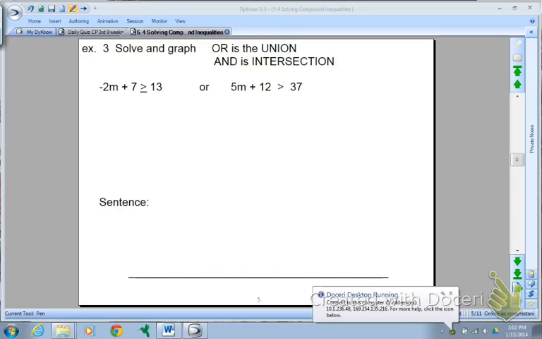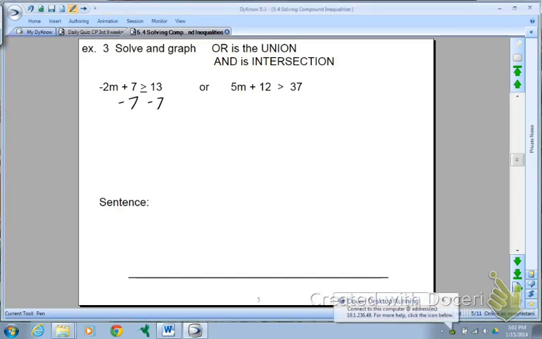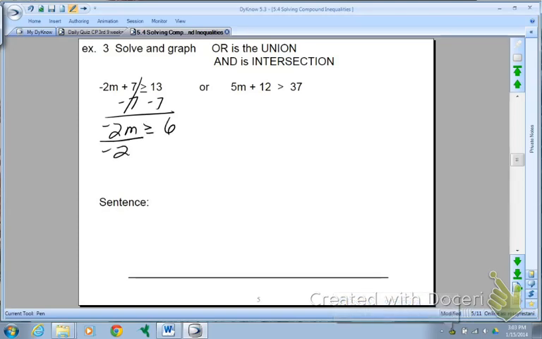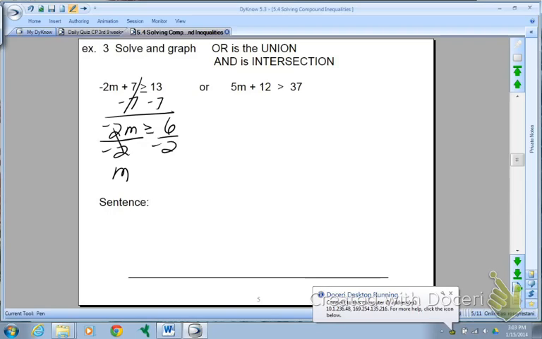So we're going to subtract 7 on both sides. So that's negative 2m is greater than or equal to 13 minus 7 is 6. Divide by negative 2. Now remember, guys, what happens when we divide by a negative number? We flip the symbol, so it's a less than or equal to. 6 divided by negative 2 is a negative 3.